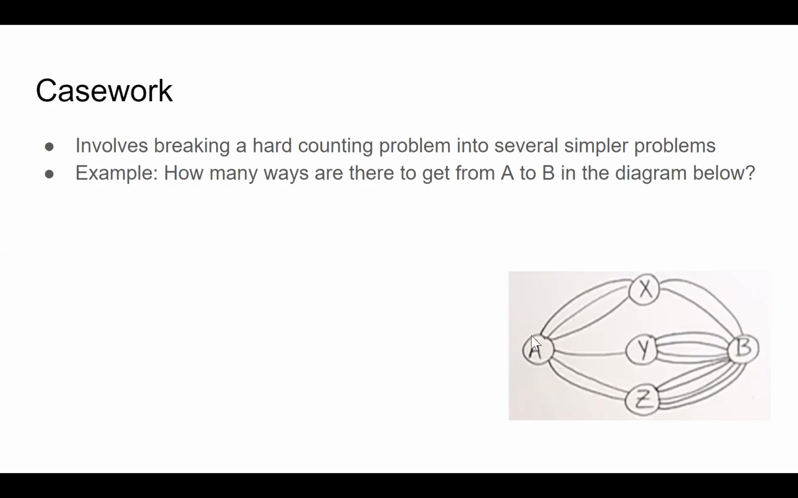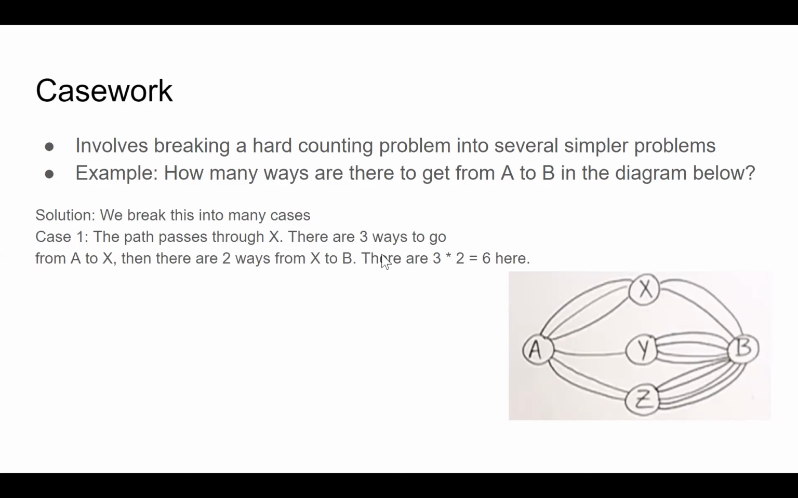So let's look at this picture in the bottom right. How many ways are there to go from A to B? Is it 20? Yeah, it is. So the way you do this, you consider 3 cases. You consider if it goes to X, goes to Y, or goes to Z. And also, you can't go backwards at all.